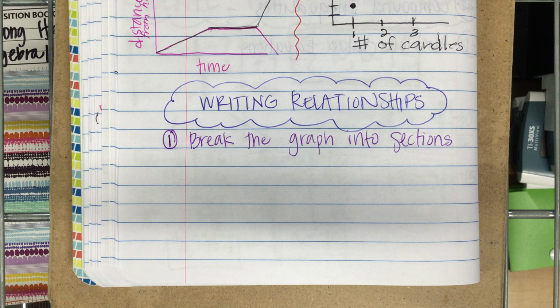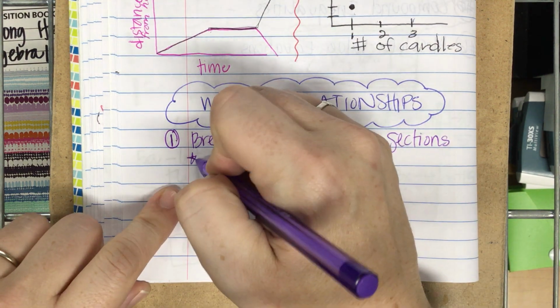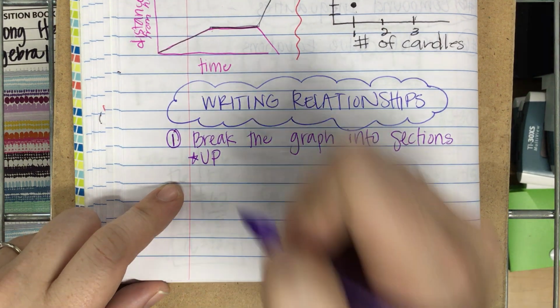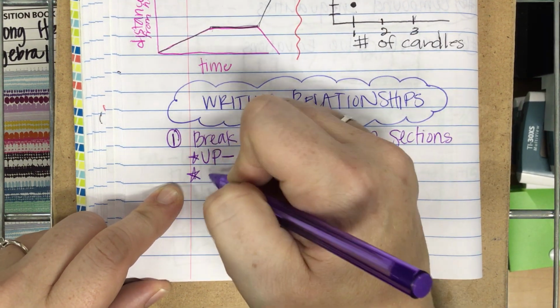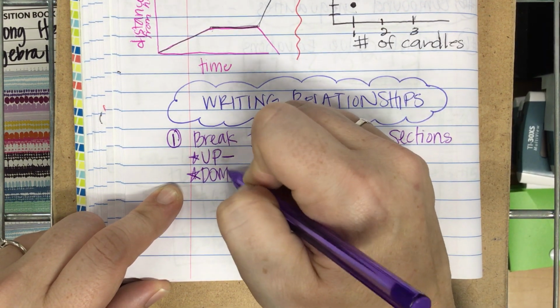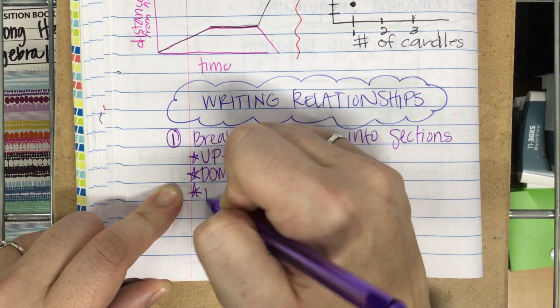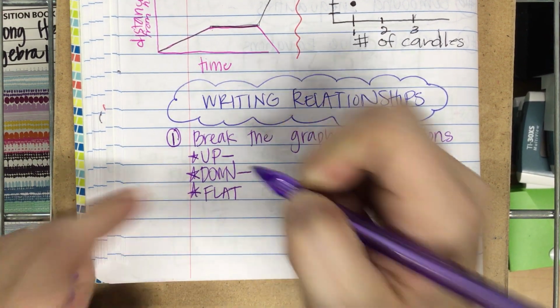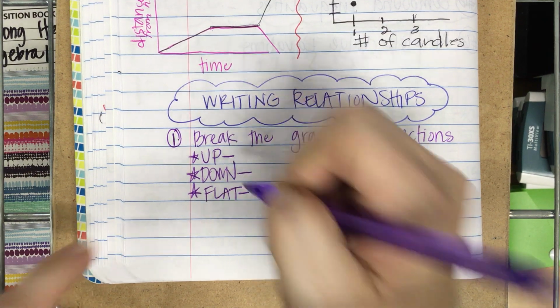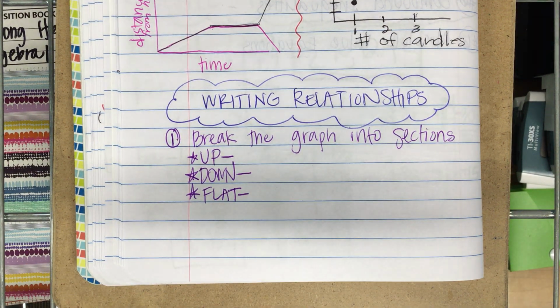There are 3 types of sections. The graph could go up. The graph could go down. Or the graph could be flat. Those are the 3 basics. Now, within the graph going up, it could go up a little bit. It could go up a lot, right? I mean, there are different variations of it.